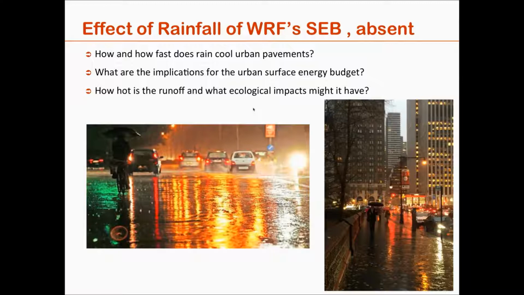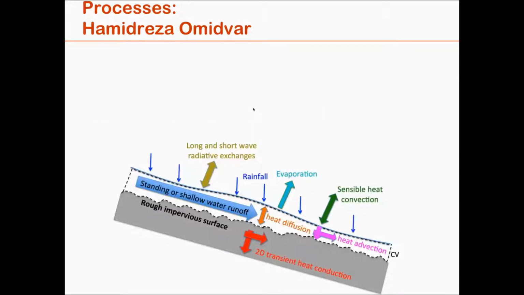And other projects we have, a little bit outside of the SRN but the results of which will feed back on the SRN, is to investigate what is the effect of rainfall on the surface energy budget of cities. So we want to understand how fast rain would cool urban pavements. We want to understand what the implications are for the surface energy budget. And we want to understand, once you generate this extremely hot runoff, what the ecological implications are for cities.